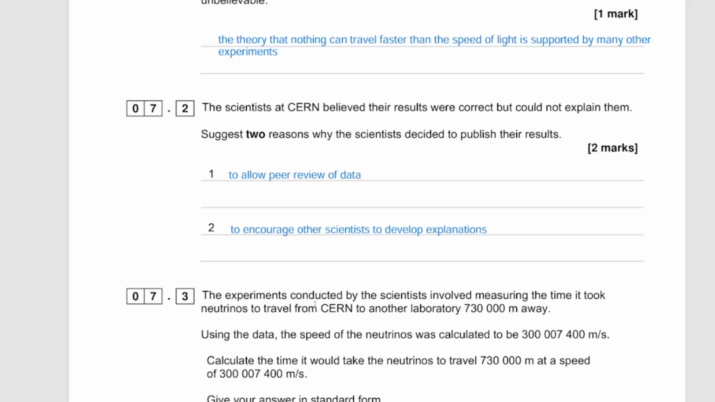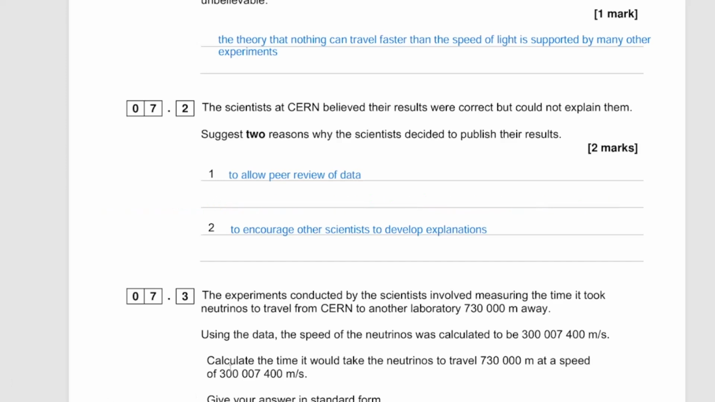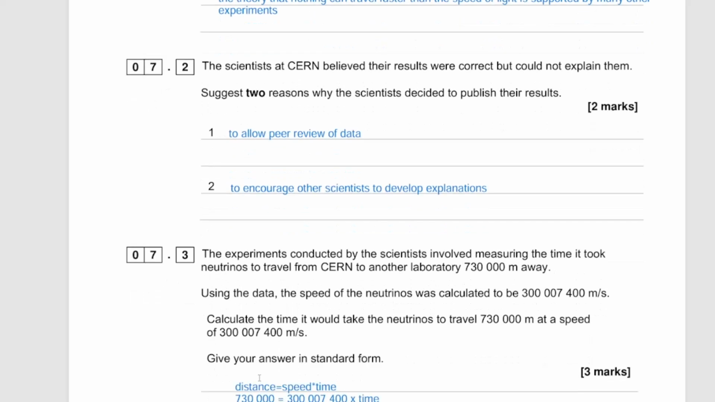730,000 meters away. Using the data, the speed of the neutrinos was calculated to be 300,007,400. Calculate the time it would take the neutrinos to travel 730,000 meters at a speed of 300,007,400 meters per second, and give your answer in standard form.